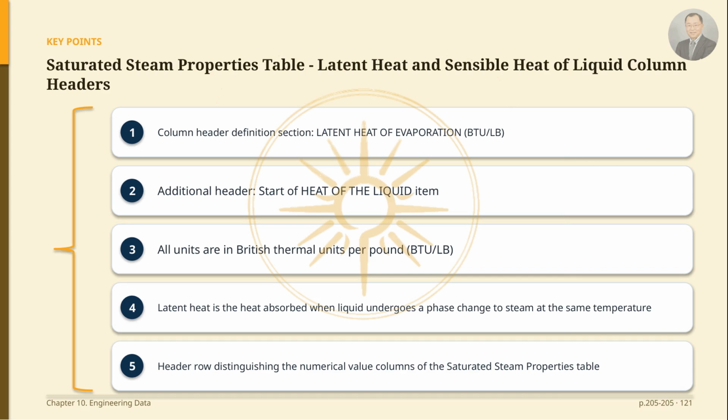I will now introduce the column header items used to distinguish the numerical columns in the saturated steam property table. This part corresponds to the table header and defines the latent heat of vaporization item. The unit is expressed in BTU per pound. Latent heat of vaporization refers to the amount of heat absorbed when water undergoes a phase change from liquid to vapor at the same temperature. This is followed by the heat of the liquid item, which also uses the BTU per pound unit. This header row serves to distinguish which property each of the following numerical columns represents.